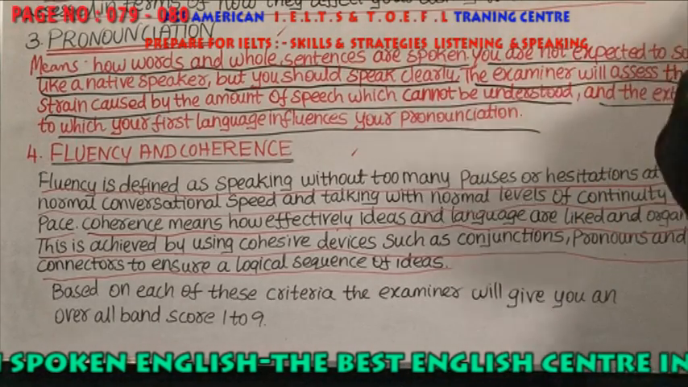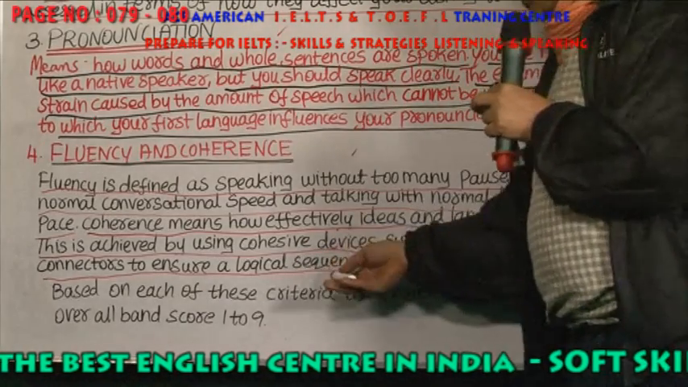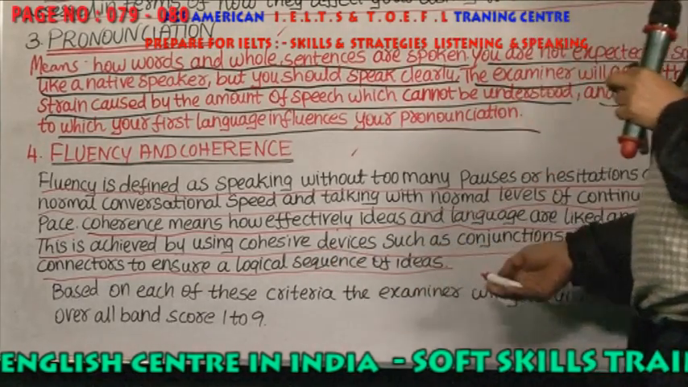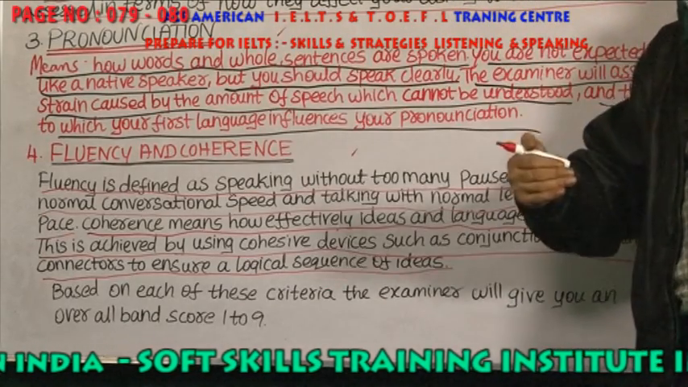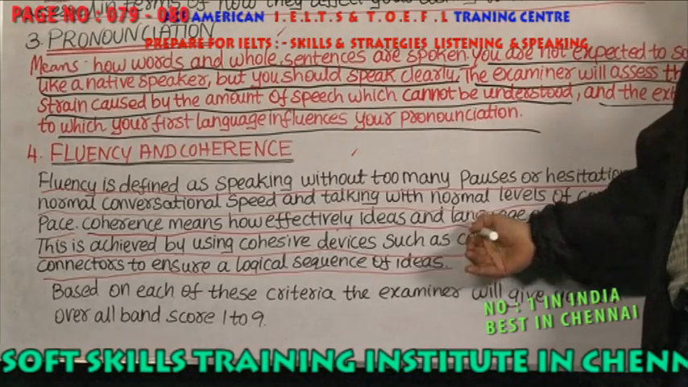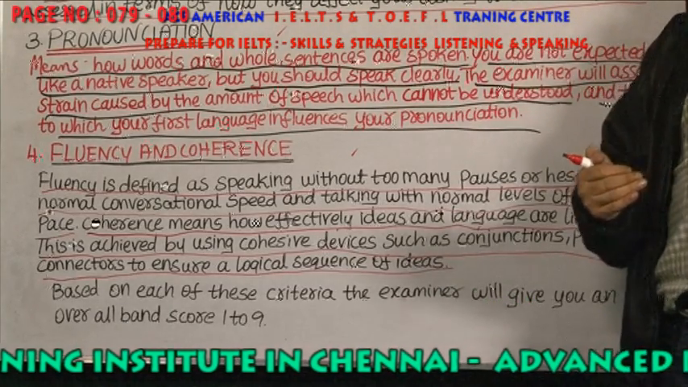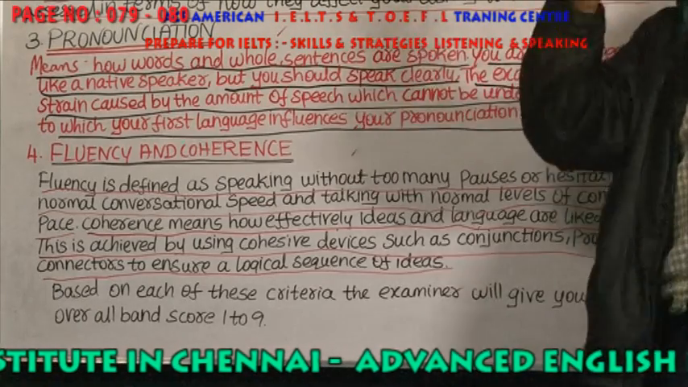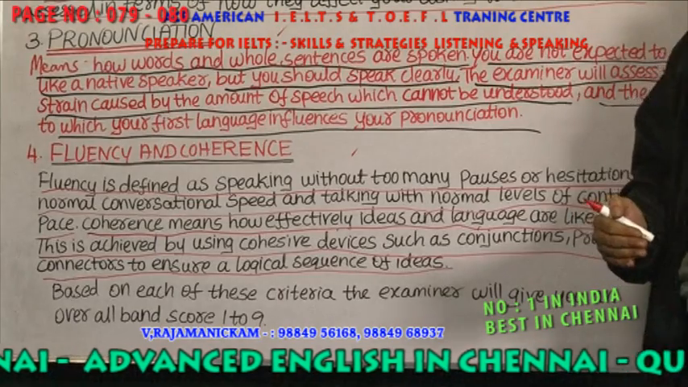So here it is the fluency. Without hesitation, without pauses, how do you speak? It is the coherence, how orderly you arrange the words, using the conjunctions and pronouns and connectors. So, my dear friends, next, based on each of these criteria, the examiner will give you an overall band score of 1 to 9. 9 is the topmost score.